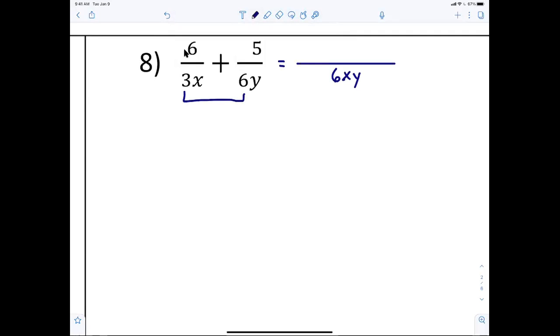Now you're looking at the first one and saying, I need 3x to be 6xy, so I better multiply it by 2y. And if I want the second fraction to be 6xy, I better multiply by x.